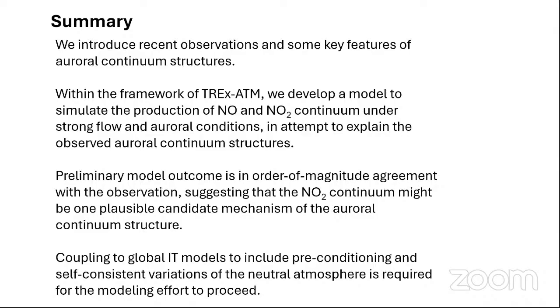The preliminary model outcome is in order of magnitude agreement with the observations, suggesting that the NO2 continuum might be one plausible candidate mechanism of the aurora continuum structure. But the challenges remain. The coupling to the global IT models that include the preconditioning and the self-consistent variation of the neutral atmosphere is required for the modeling effort to proceed.